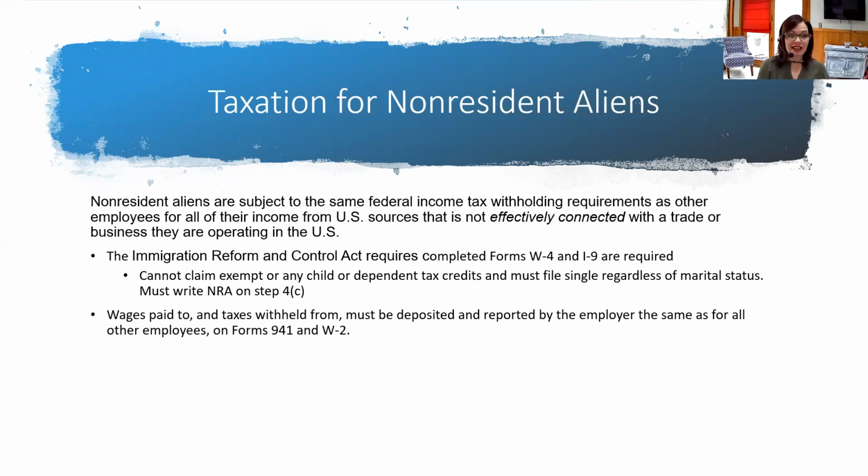As a non-resident alien, you cannot claim any exemptions or any child or dependent tax credits. Must file single regardless of the marital status. That's really important to know if you do have any calculations on your test, because it'll say somebody is married with however many dependents, but you have to treat them as a single person with no dependents. They must write NRA, non-resident alien, on step 4C.